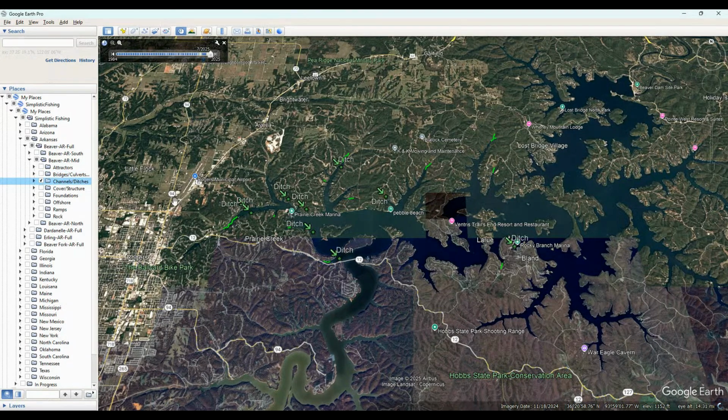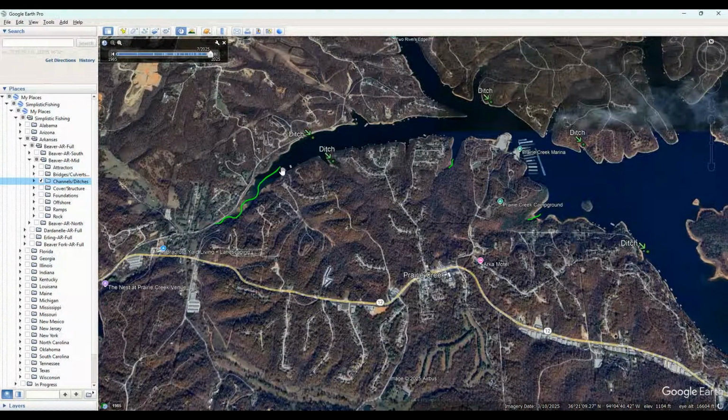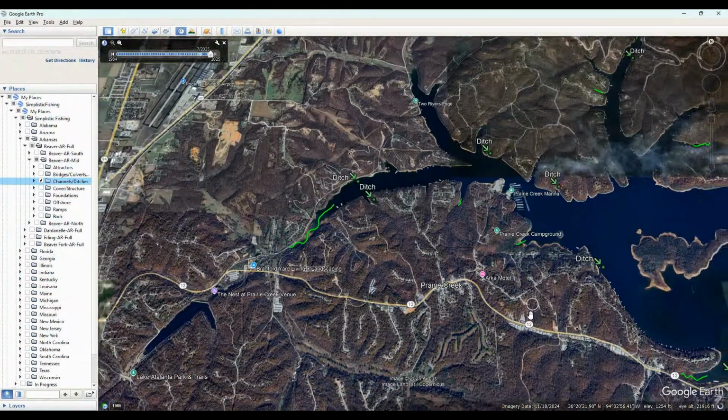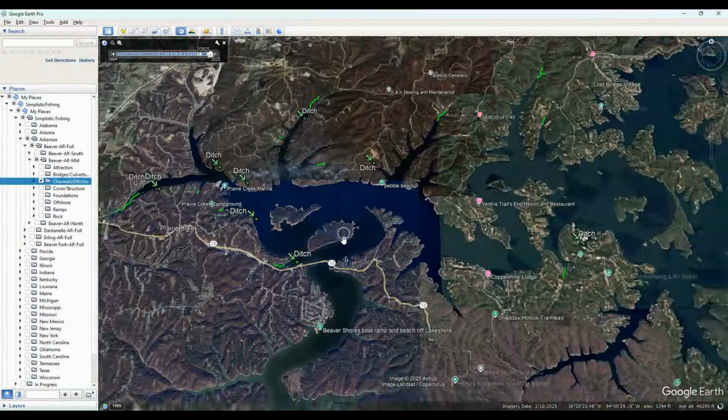You've got your channels and ditches here as well. So not too many in this section, but there's a few. There's a pretty good channel back in here. You could probably spend some time fishing around and see what you could find. There's a couple of small ones here, and there's a few ditches and things to take a look at too. There's another good channel that's up there as well.